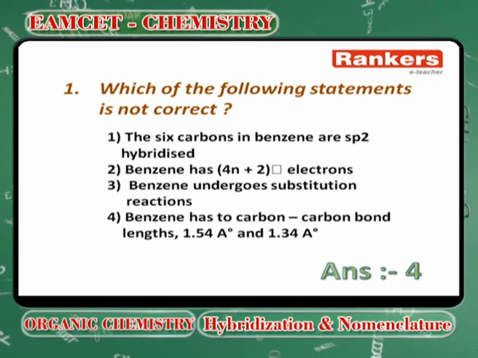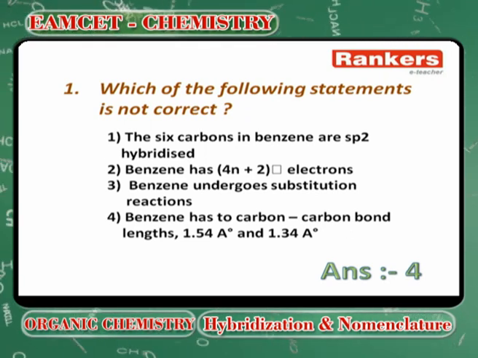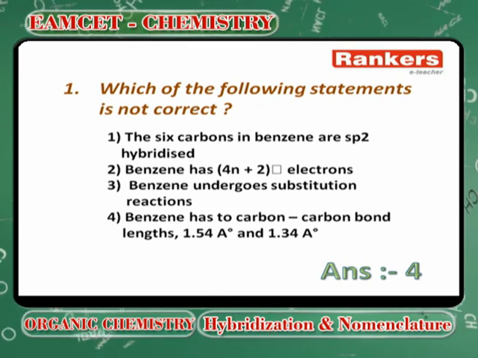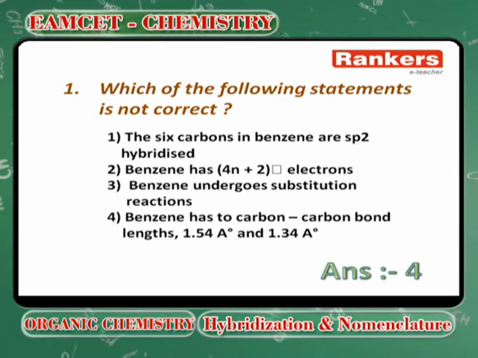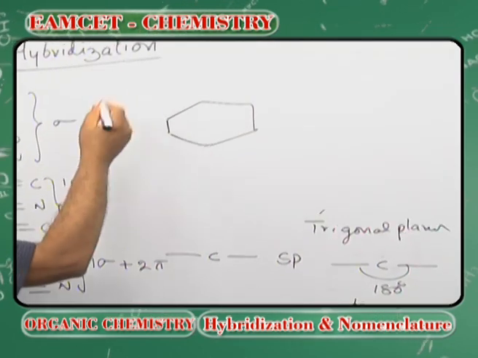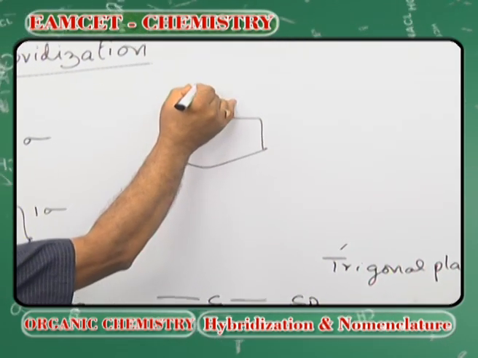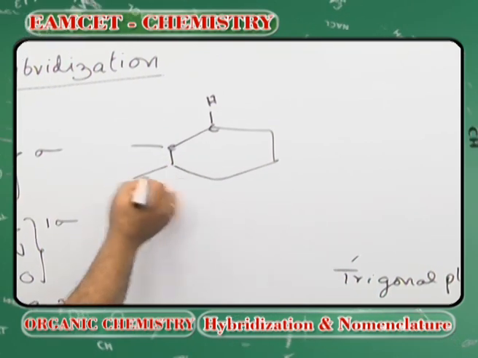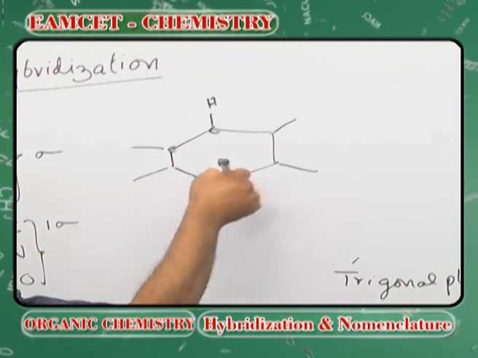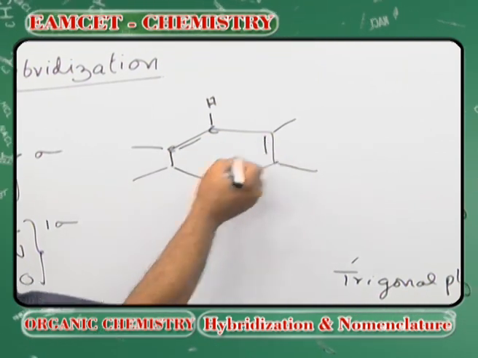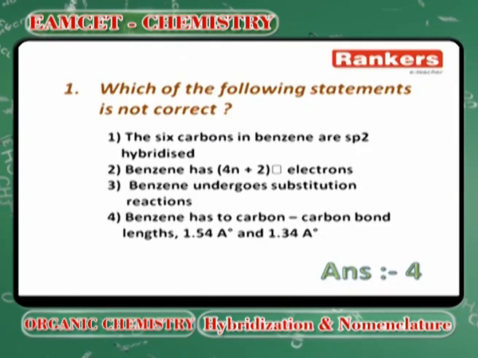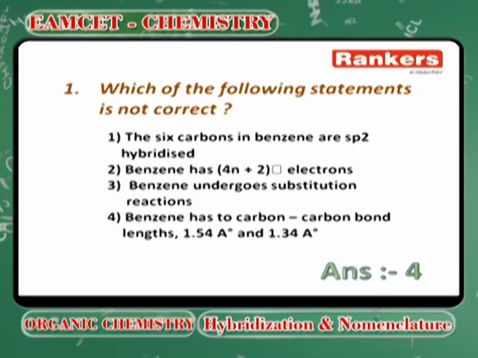Benzene means here we have the structure of benzene. These are all 6 carbons, every carbon having 1 hydrogen. So there are 6 sigma bonds that are internal, and 3 pi bonds are there. So there are 12 sigma bonds and 3 pi bonds.